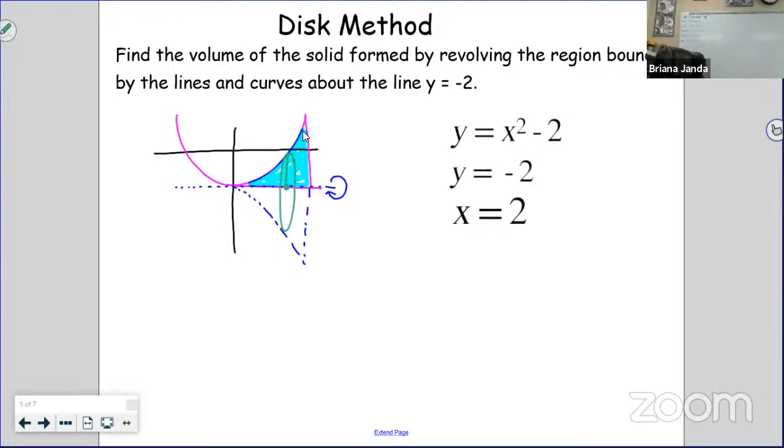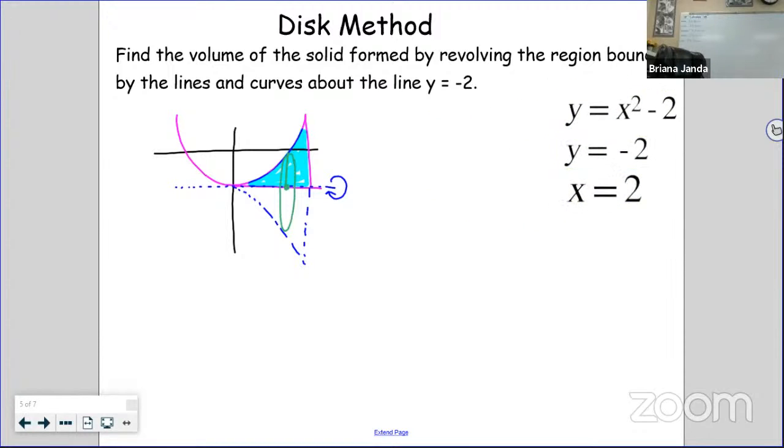What changes is identifying our radius, because it is not going to our axis of x equals 0 or y equals 0. So that's where we have to use this, and talk about how we can do this generically as well. So if we look at just one disk, our radius is what we want to focus on right now. And your radius is this length here.